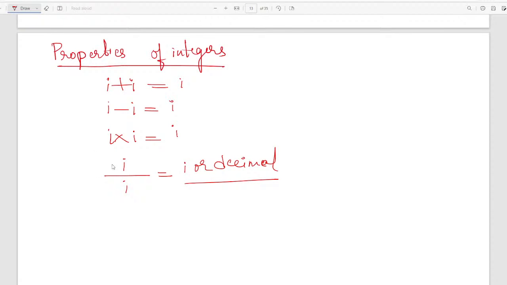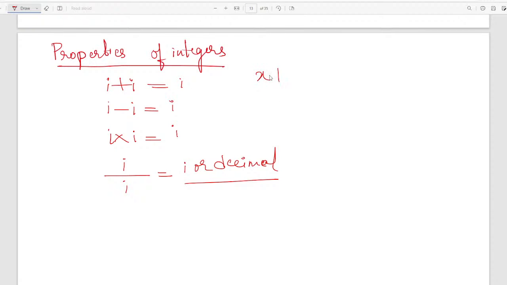Okay. Integer plus integer is always an integer. Integer minus integer is always an integer. Integer into integer is integer. Integer divided by an integer, you cannot say whether it is an integer or not. And there is one thing here.